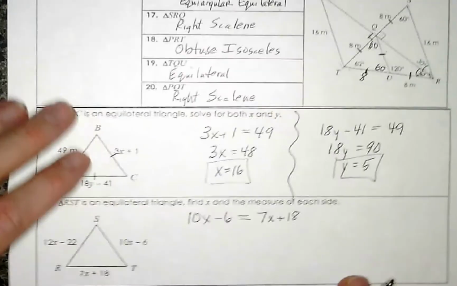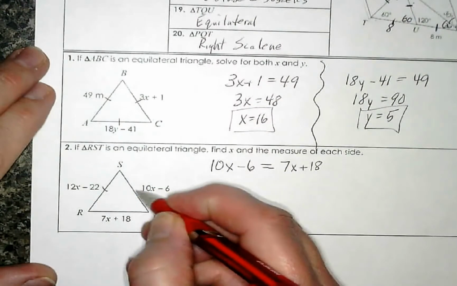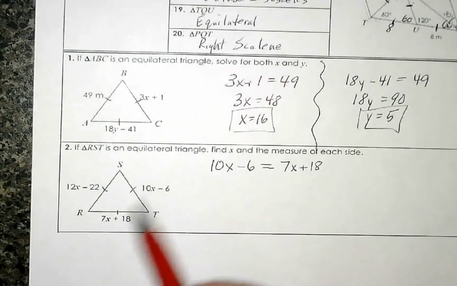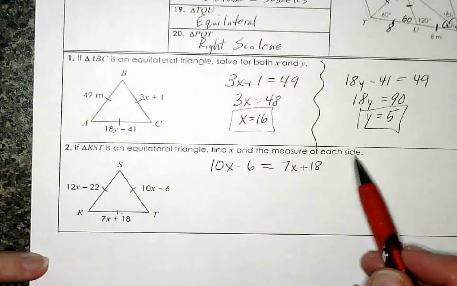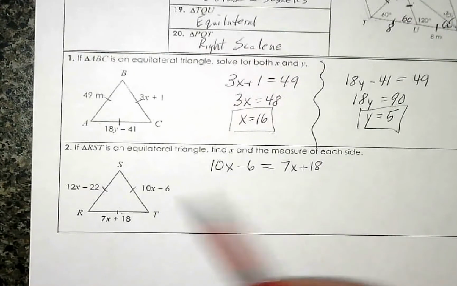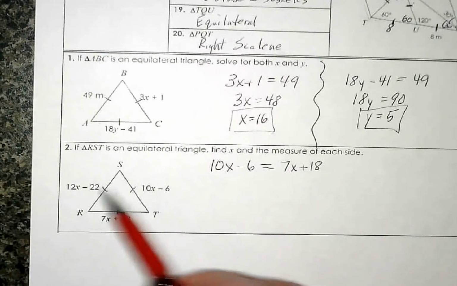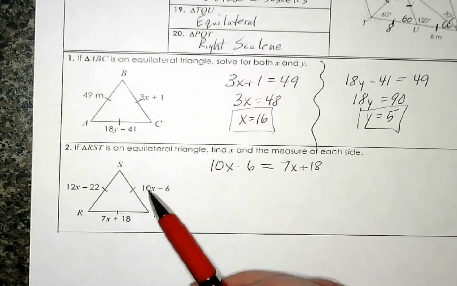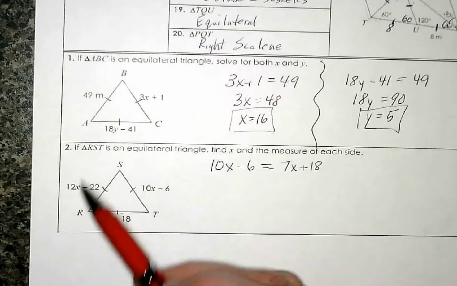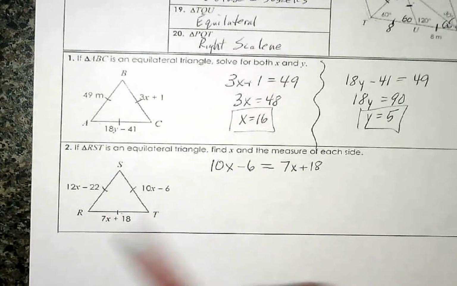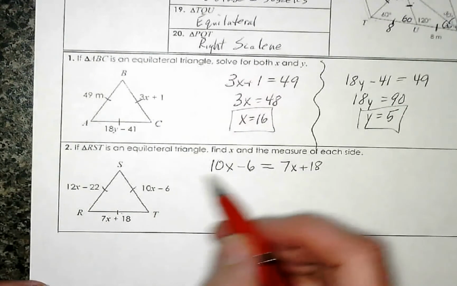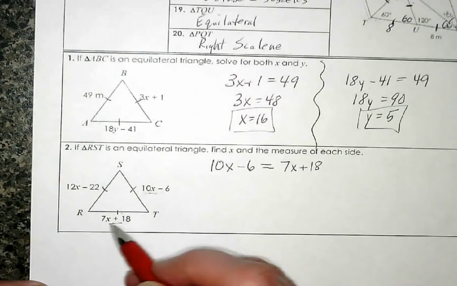On the last one here, number 2, it also tells you it's equilateral, so we're going to mark those. So all three of these are going to be the same length. It asks us to find x and the measure of each side. Well, if I find one, I'm going to find them all because they're all the same. It does not matter which two you choose to set up your equation because this one equals here, this one equals here, and this one equals here. You'll get the same answer either way. So I just chose to use this side here and the 7x plus 18.